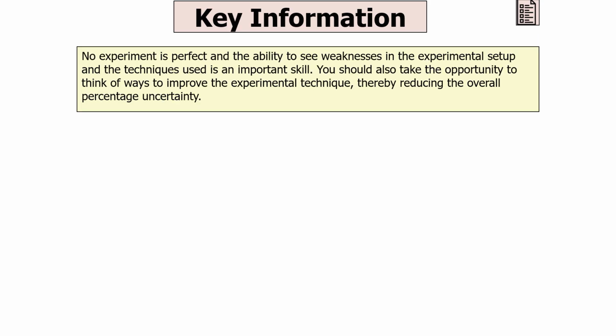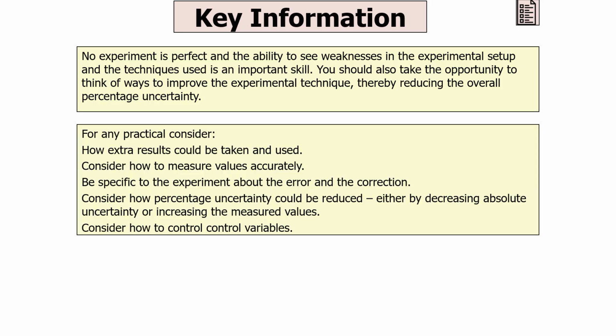Now, no experiment is going to be perfect, and the ability to see weaknesses in the experimental setup and the techniques used is an important skill. So you should take the opportunity to think of ways to improve experimental technique, thereby reducing overall percentage uncertainties. So for any practical, consider how extra results could be taken and used.